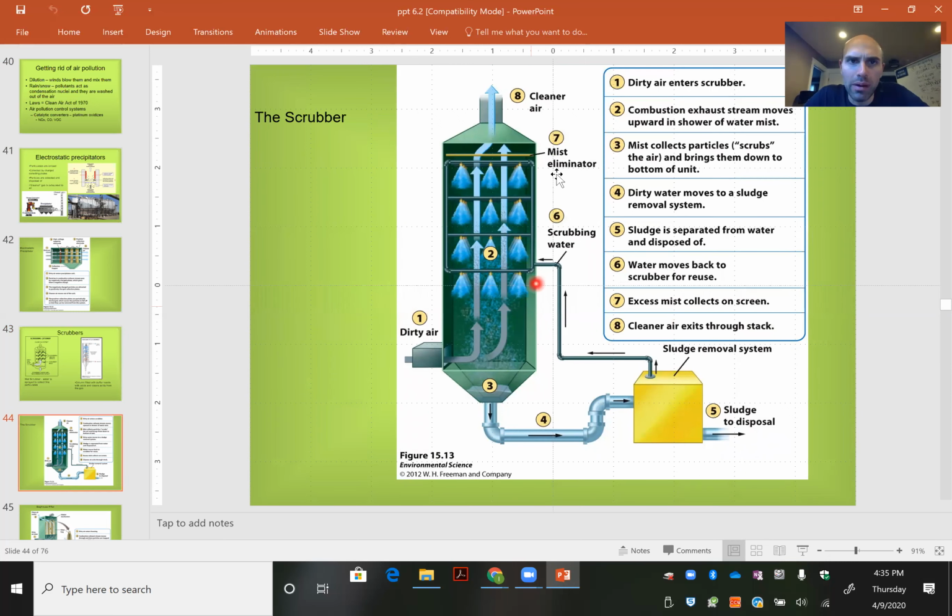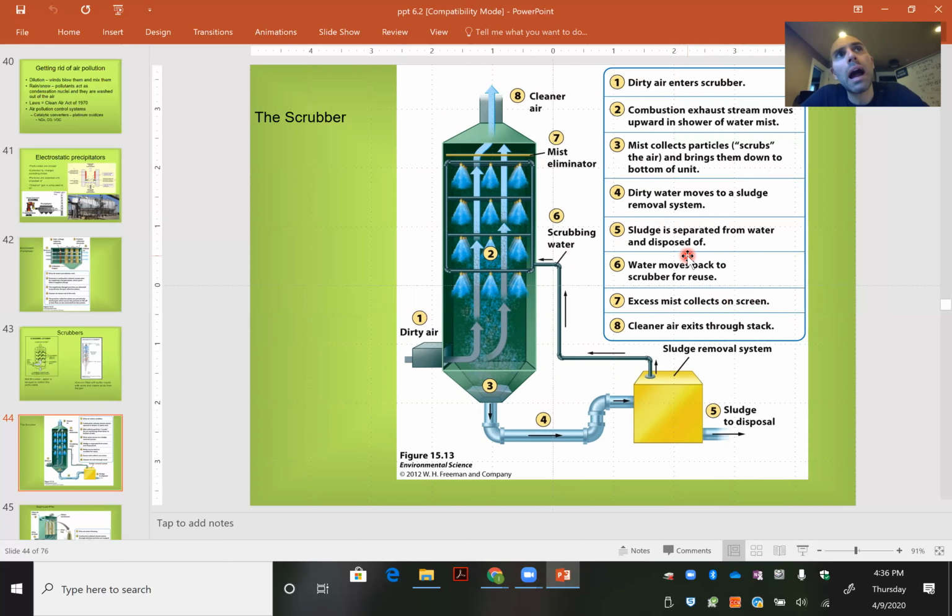Again, here's a diagram of a scrubber. The air moves in, the combustion exhaust removes shower mist. The mist collects the particles. Dirty water moves the sludge to the removal system. Sludge is separated. We remove it. The water moves back to reuse in the scrubber. It's very important. You don't want to waste that water. And the cleaner air exits the stack. It is a car wash for your polluted air.